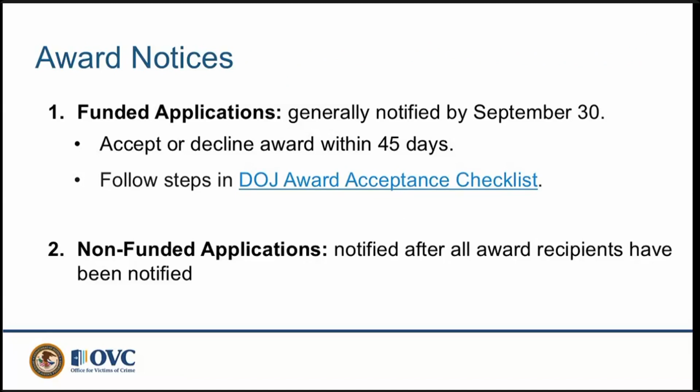If your application has been funded, specific JustGrants users for your organization will be notified by email and will see the award appear in their JustGrants account. If you receive notice of an award, you must take specific steps in JustGrants to accept or decline it. The DOJ Award Acceptance Checklist on the JustGrants Resources website can walk you through those steps. If you are not selected for funding, OJP will notify you by email after all award recipients have been notified. You can visit OJP's Grant Awards website to see all OJP awards made by year, program, and locality.